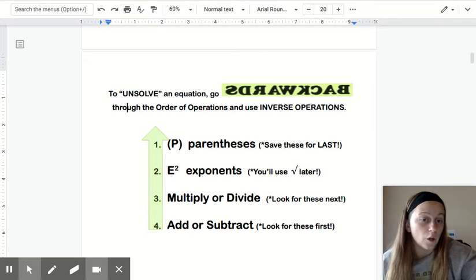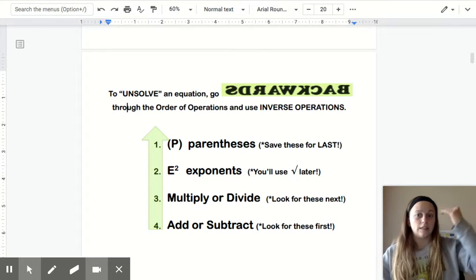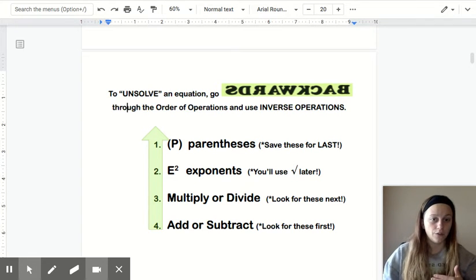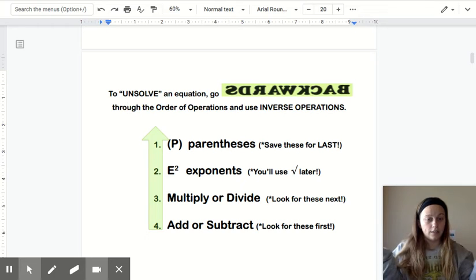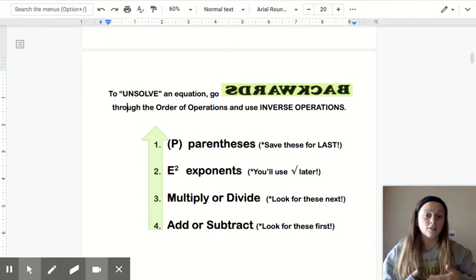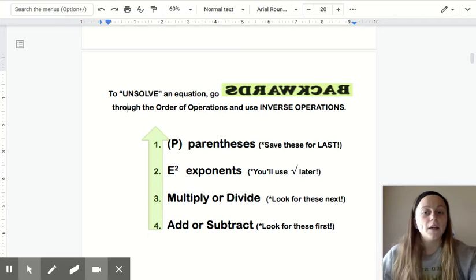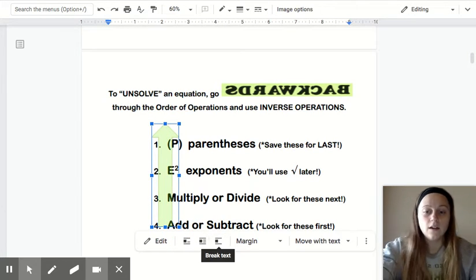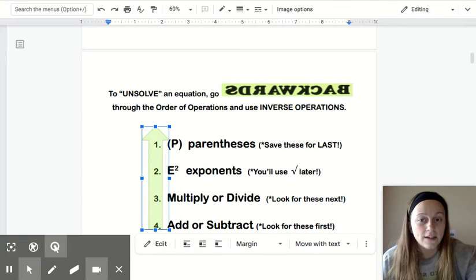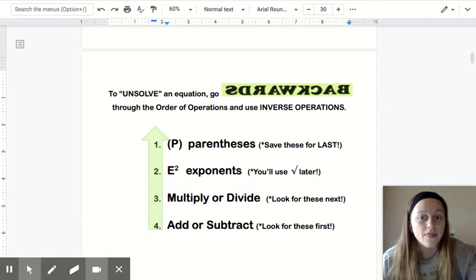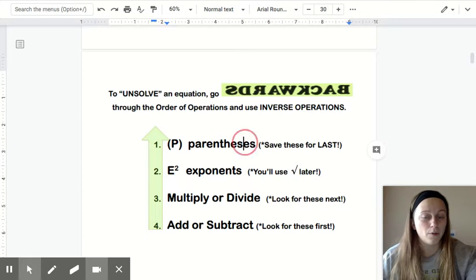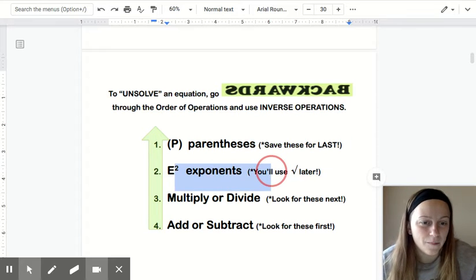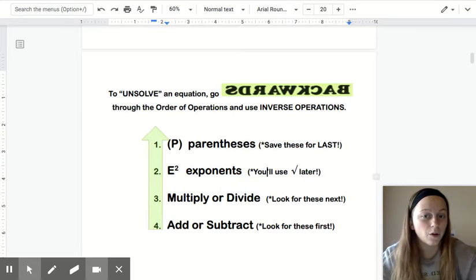So remember, we've always learned those order of operations: parentheses, then exponent, multiply, divide. Well, to unsolve an equation, because the equation's already ready for us, to get rid of all that math, we actually work backwards. So we get rid of addition or subtraction first. Then we get rid of our multiply, divide, then our exponents, and then our parentheses. Okay. We won't actually see any exponents this school year. You'll deal with those later.